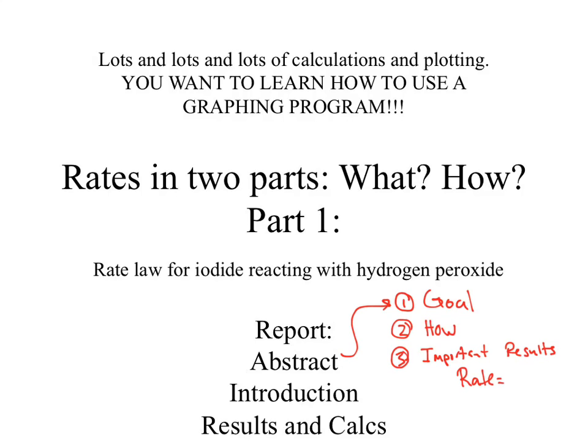It's your rate law. Rate equals k times your I minus to whatever power. You'd have to specify what that power is because your abstract is supposed to say what your result is. Times your peroxide to its power. And again, specify that number. Okay?